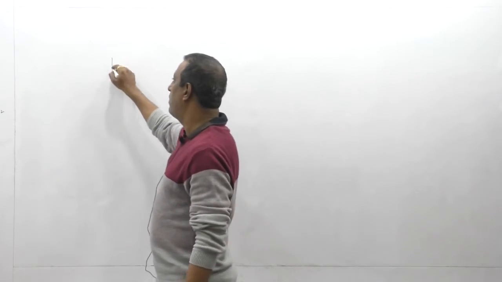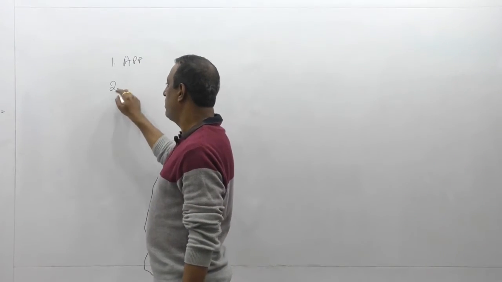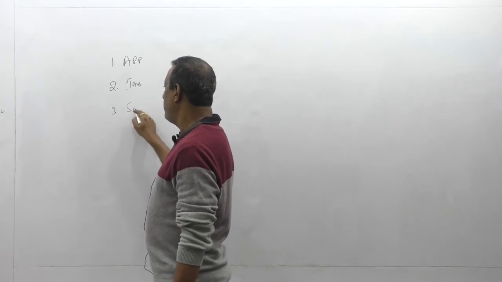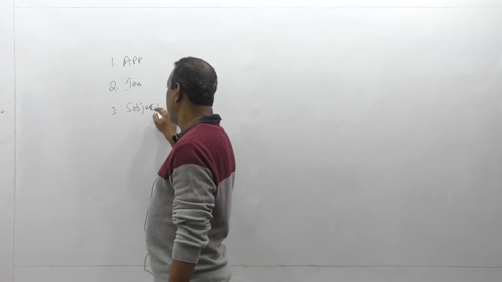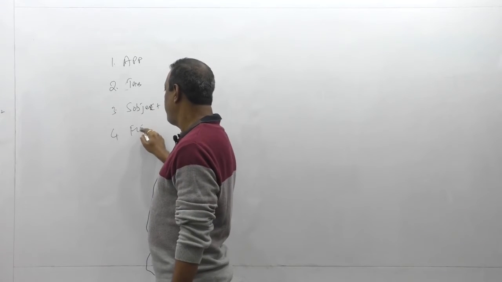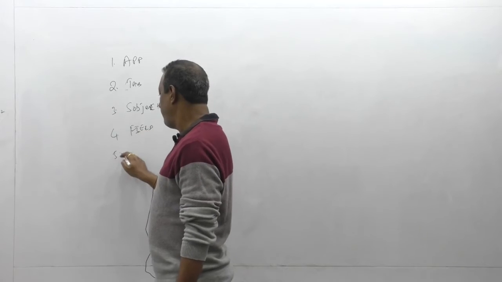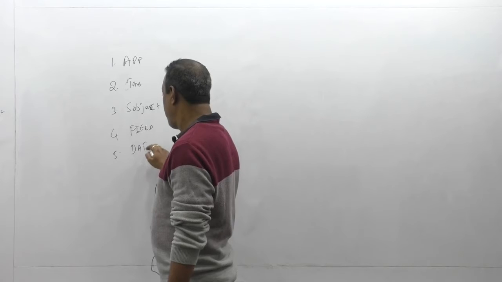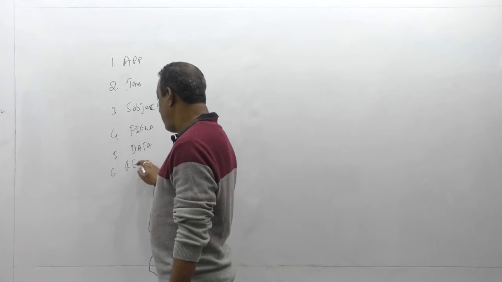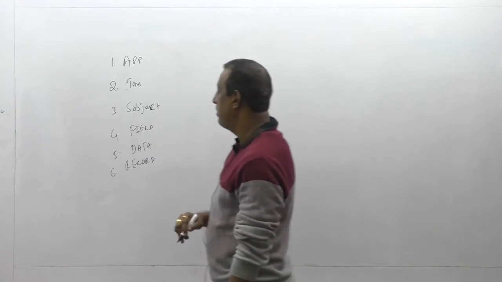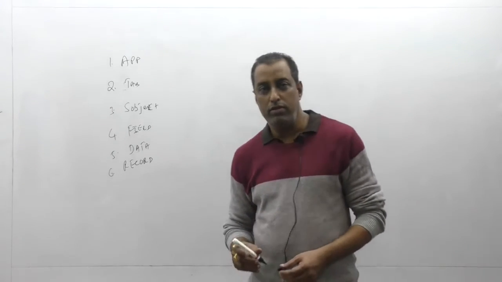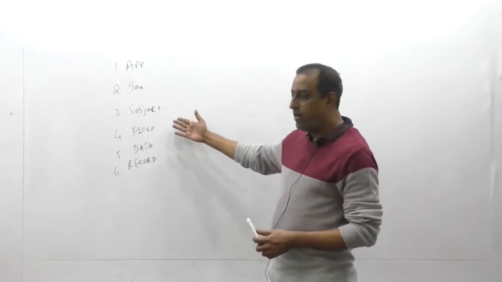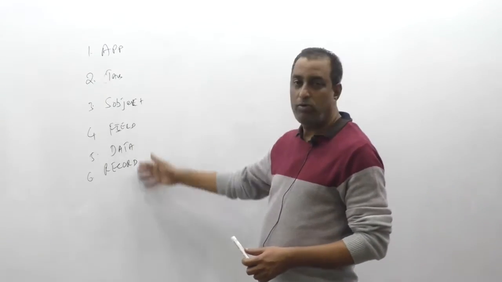The first one is: what is an app. Second one is: what is a tab. Third one is SObject. Fourth one is field. Fifth one is data. And the sixth important one is record. So these are the important words I am going to discuss in today's session: app, tab, SObject, field, data and record. So let me discuss all of these first.